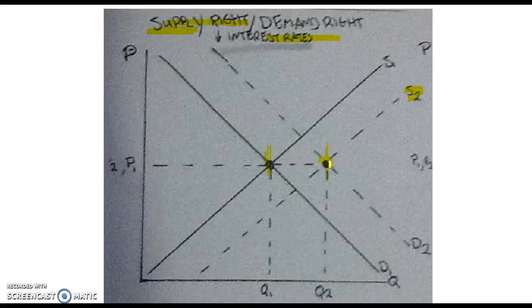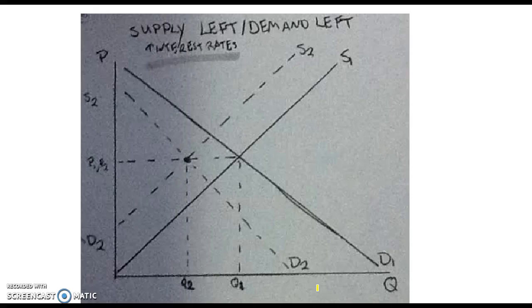So we don't actually have a surplus or a shortage at that new price. We don't really know. It depends whether demand or supply has shifted more. So in this case, we know the new equilibrium quantity will be higher, but because we don't know if there'll be a shortage or surplus, we can't say whether the price will increase or decrease.